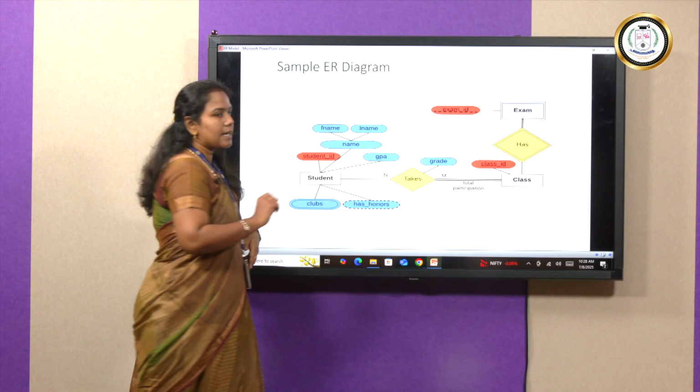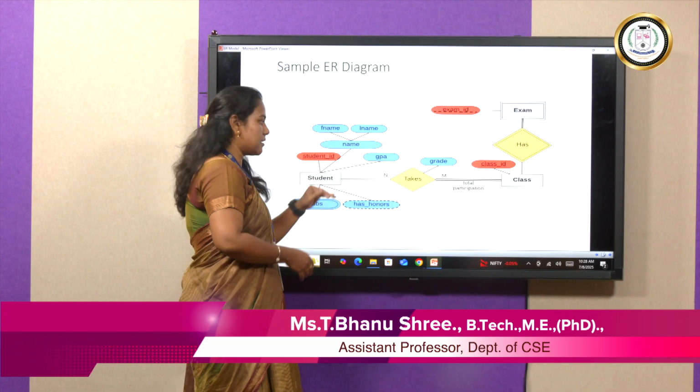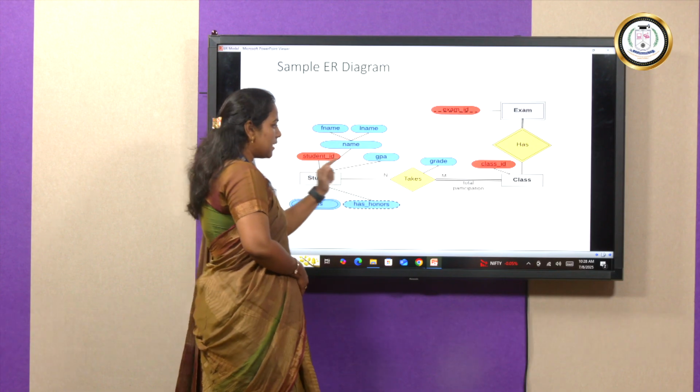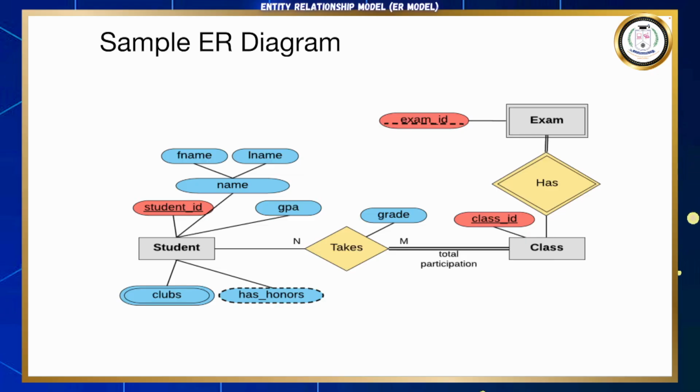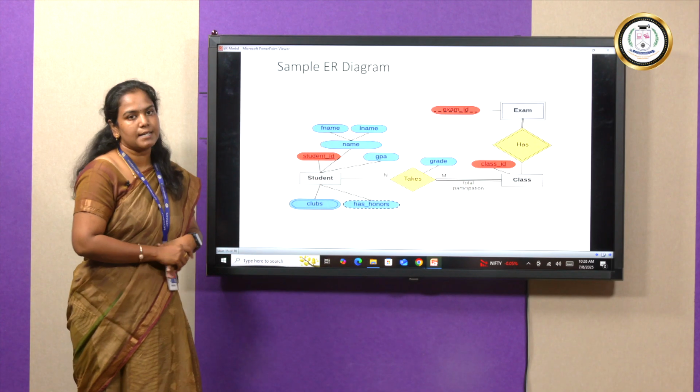So now I need to mark the relationship student class. In a class, n number of students are there, so it is a many relationship. Then a department or a school has n number of classes, so it is also taken as n. So many-to-many relationship. This is how we need to draw a sample ER diagram.